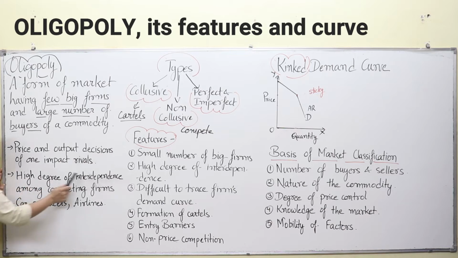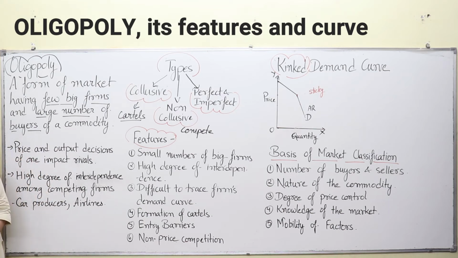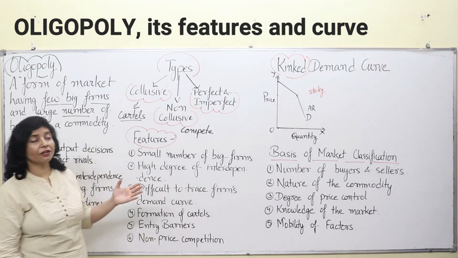Then, there is a high degree of interdependence among competing firms. These firms have cutthroat competition amongst them. As I just told you, if the price of one is reduced, the other will also have to decrease its price, otherwise they fear losing their market share and their price-sensitive customers, and they will lose their profits and their sales will decline. So car producers, automobile industries, airlines and the beverage industry operate in this market.